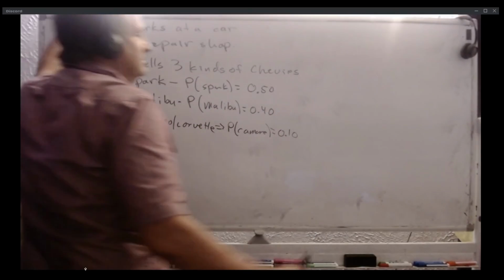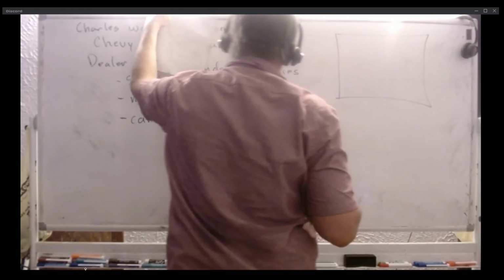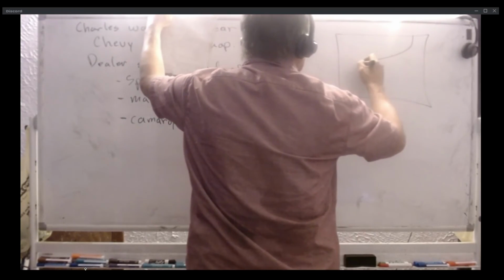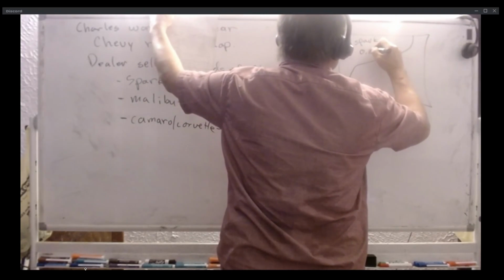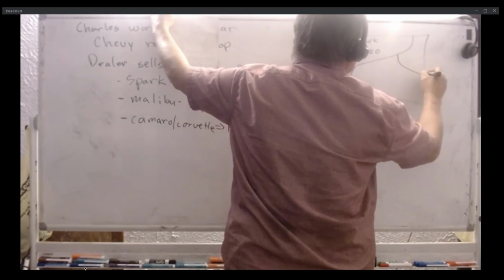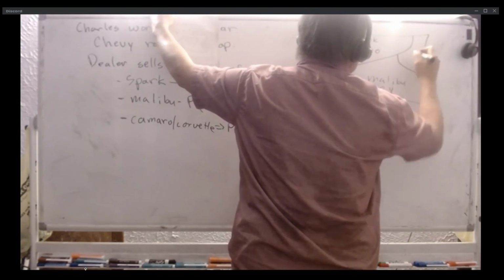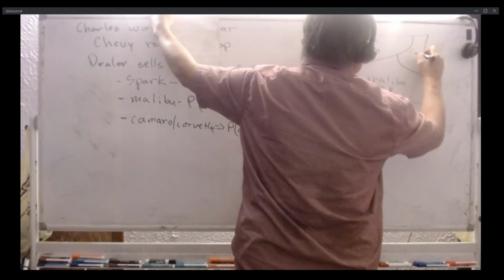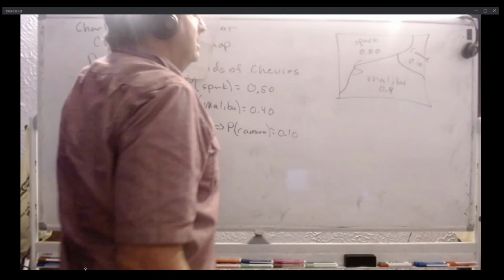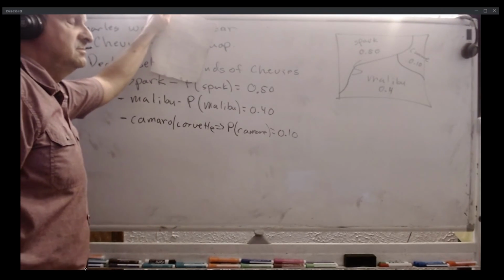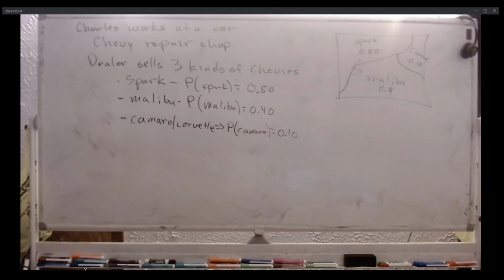All right? So, if you did the Venn diagram, guys, we would have something like this. And this, of course, is our entire sample space. Do you see that between the three events, that takes up all of the sample space? Okay?